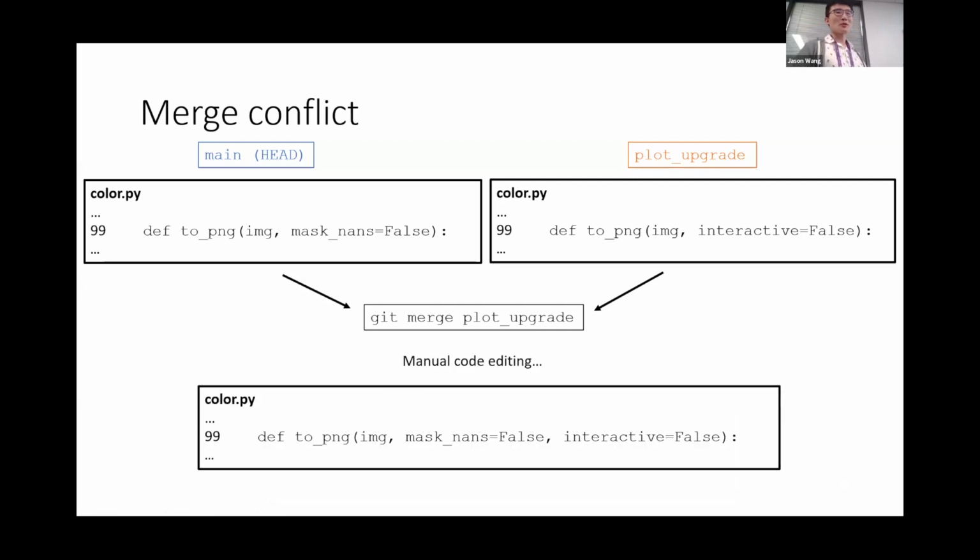One way we can do it is to manually do some code editing and decide we want to keep both keywords and both functionalities. So let's change the signature of this function to include both keywords. But that's something we have to decide. Git is not going to decide that for you. Git has no idea how to program.